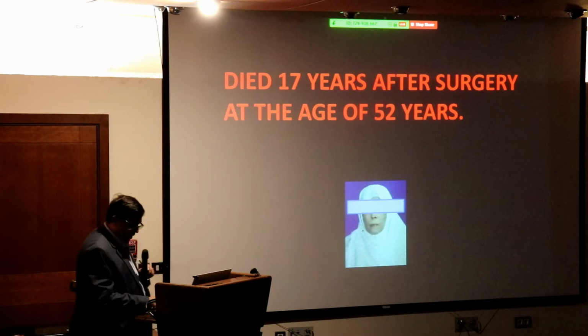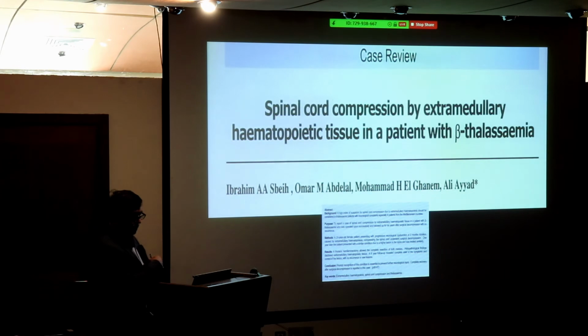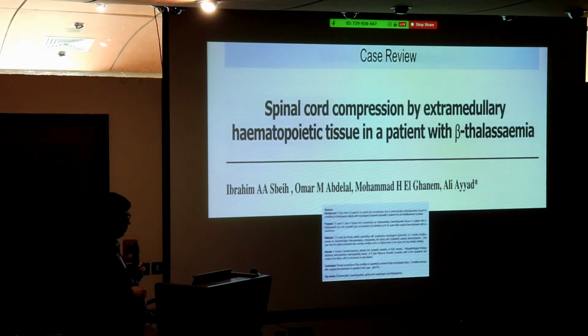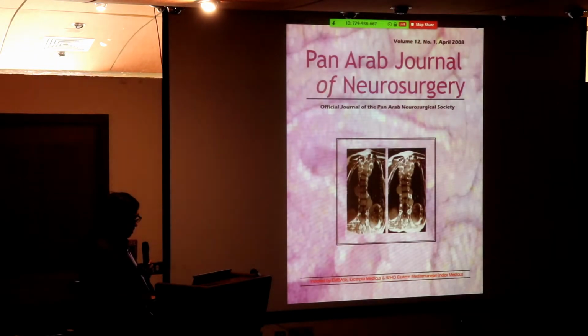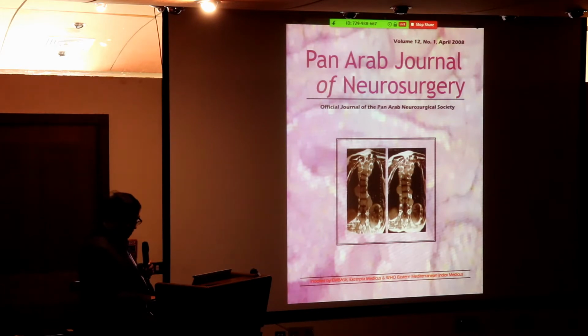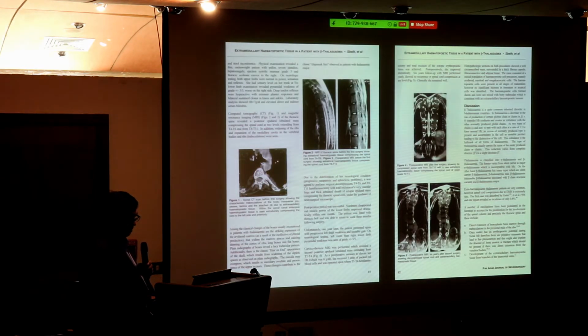So, because it is a rare case and we looked it up, we published the case. It was published in the Pan-Arab Journal of Neurosurgery under the same title, Spinal Cord Compression by Extramedullary Hematopoietic Tissue in a Patient with Beta Thalassemia. That's myself, and these are all my residents. It was actually on the cover page of the Pan-Arab Journal. And this is the paper.